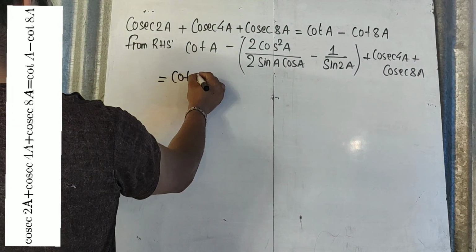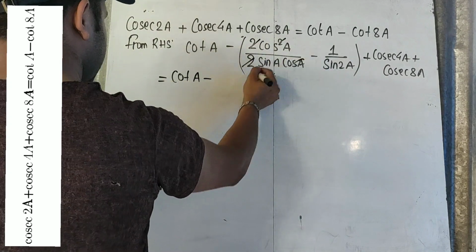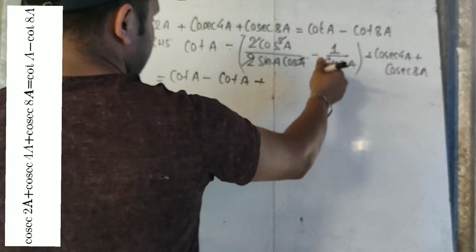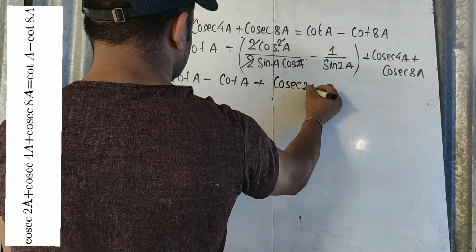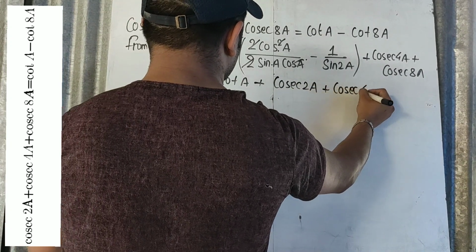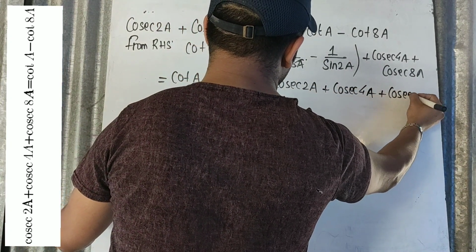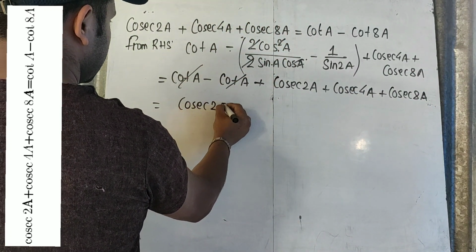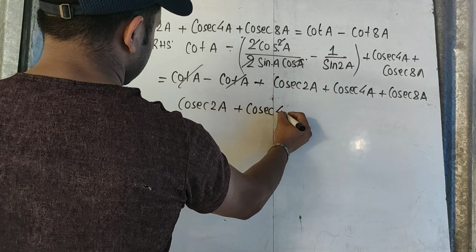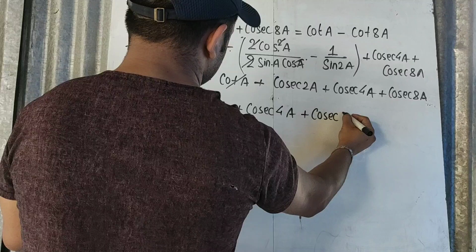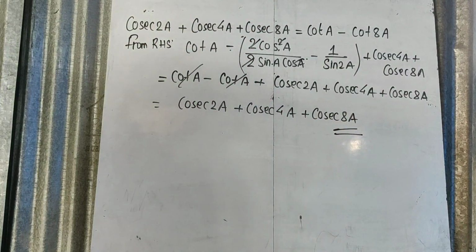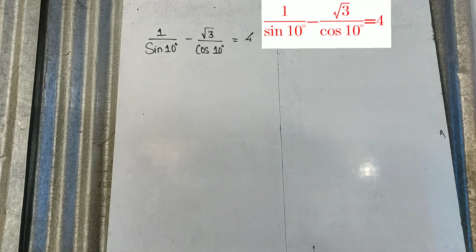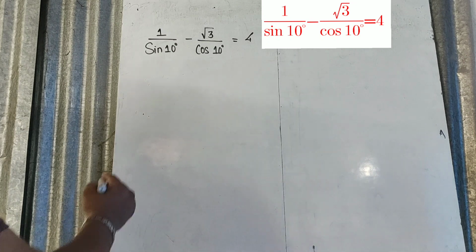You have cot a already. 2 cancels, cos and cos cancel. You have cos a by sin a, that is cot a, minus minus plus 1 by sin 2a is cosec 2a. You already have cosec 4a plus cosec 8a. Now you can cancel these two terms and you have your LHS: cosec 2a plus cosec 4a plus cosec 8a. You have this here in your RHS. These questions tell us to prove this identity. We have to prove it.